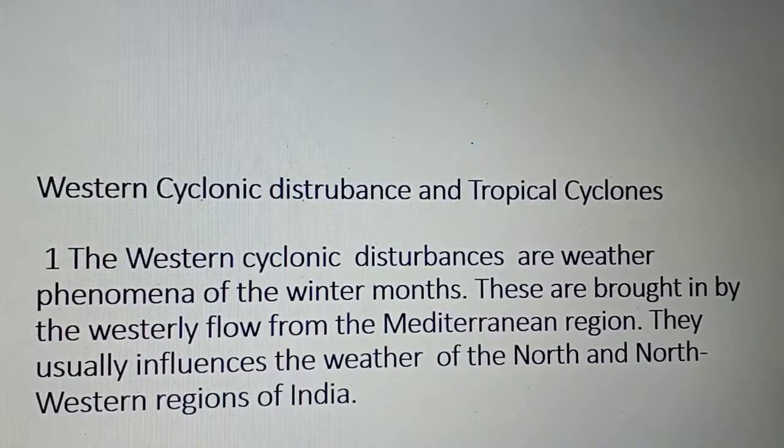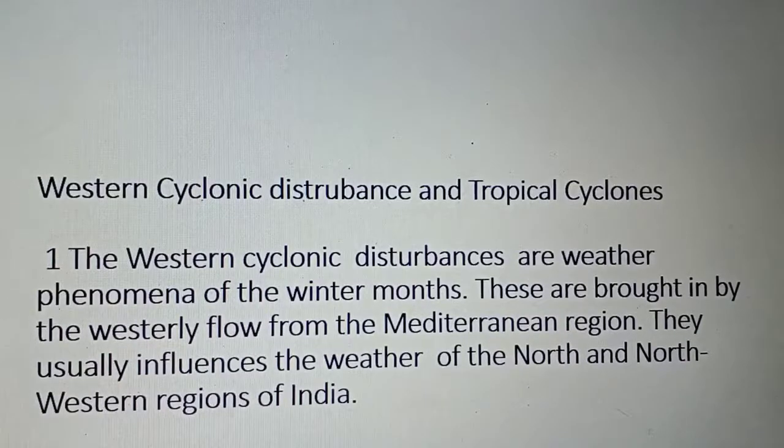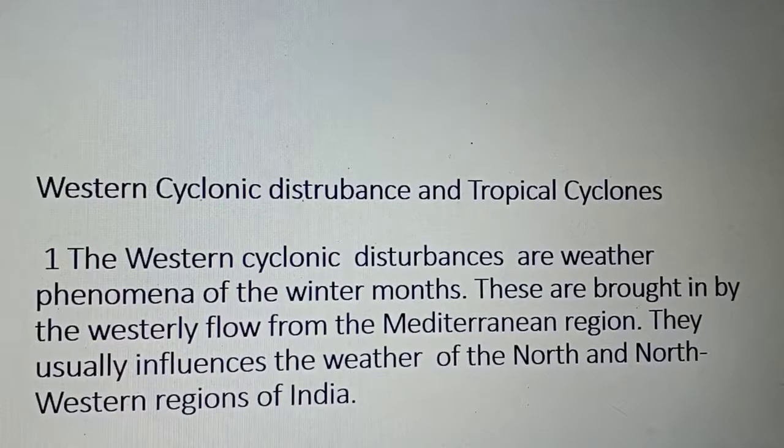They flow from west to east, and they usually influence the weather of the north and northwestern regions of India, because many cyclones come from the Mediterranean region, and they mostly influence the weather of north and northwestern India. Northwestern means parts of Rajasthan and Gujarat also.